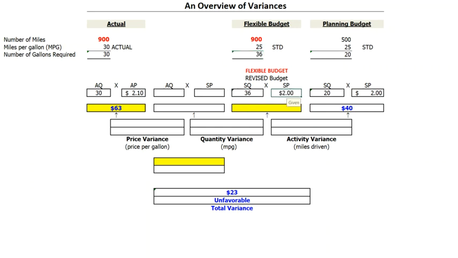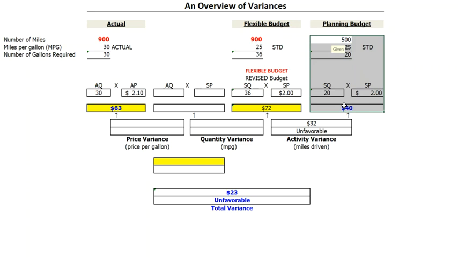At a $2 per gallon budgeted price, we would have expected to spend $72 in gas. So we can see our flexible or revised budget amount based on 900 miles is certainly higher than what we would have budgeted for 500 miles. The difference between this 72 and this 40 is a $32 activity variance, which in this case is unfavorable because the $72 in our revised budget amount based on a higher level of activity, of course, results in higher cost than if we had only driven 500 miles.